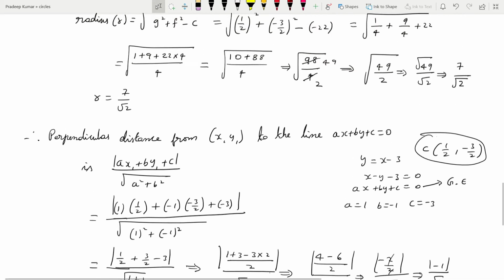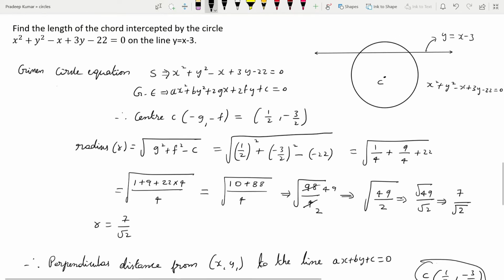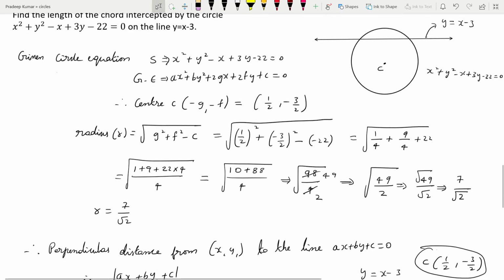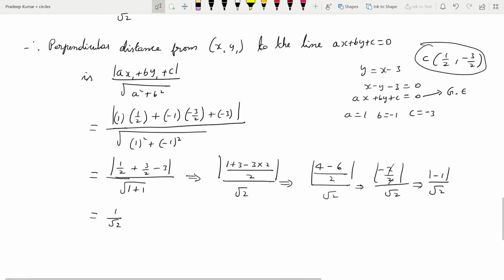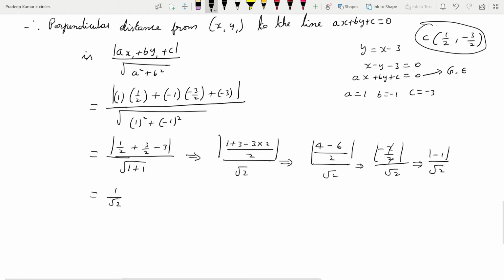I'll just show the figure again for your clarity. So this is the perpendicular distance from the center to the given line. This perpendicular distance we got. So what was the distance we got? That is 1 by root 2. So now we even got the perpendicular distance. Now we can find out the length of the chord.